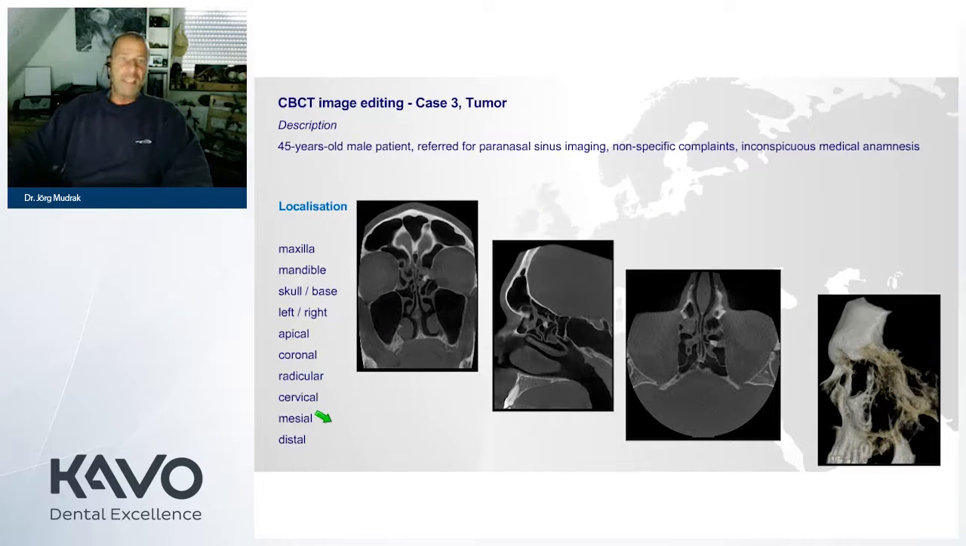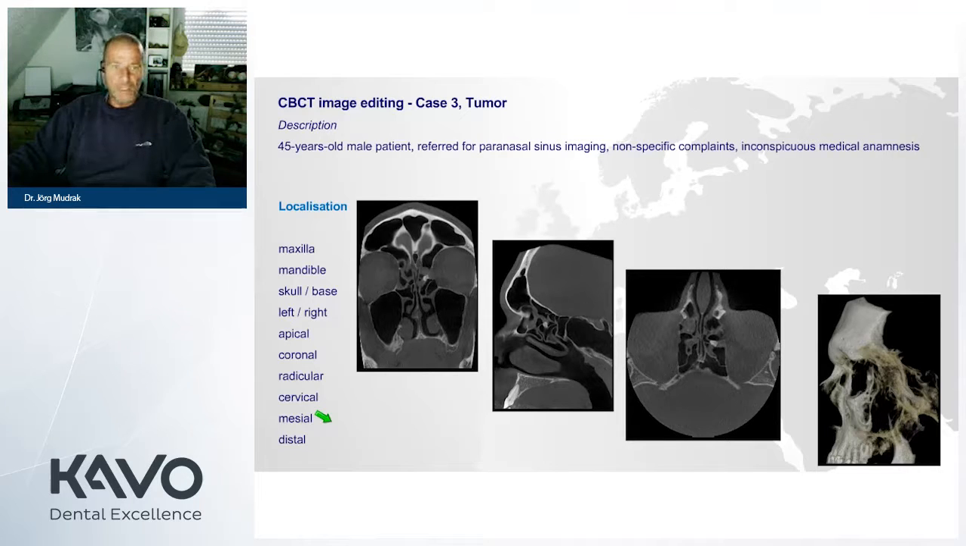So this is now the next case. It's a 45-year-old male patient. He was originally referred for paranasal sinus imaging. He had non-specific complaints, and there had been no hints for any kind of medical anamnesis. But as we can see, there is something that is located inside the sinus.